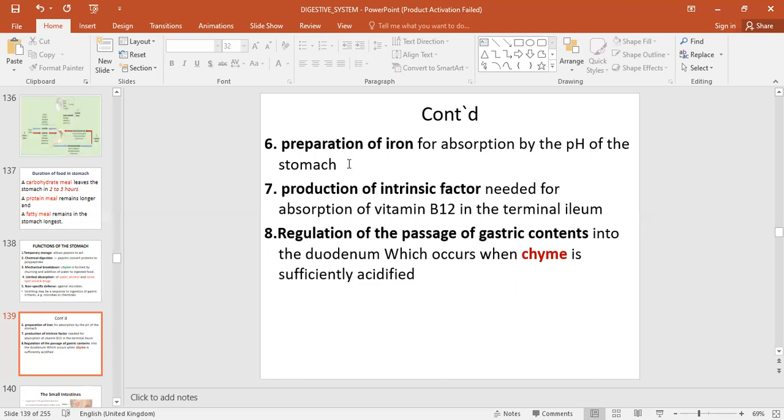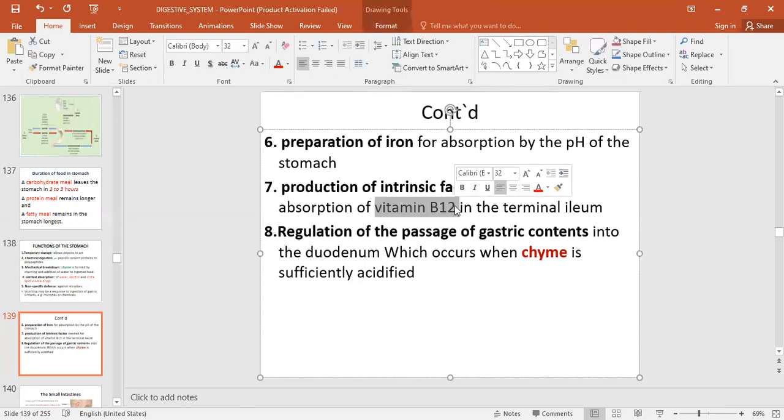And that depends on functional stomach. That's why people with gastrectomy usually develop various types of anemia. Production of intrinsic factor. I was saying intrinsic factor here is useful in absorption of extrinsic factor, otherwise known as vitamin B12. Vitamin B12 is essential in formation of red blood cells.